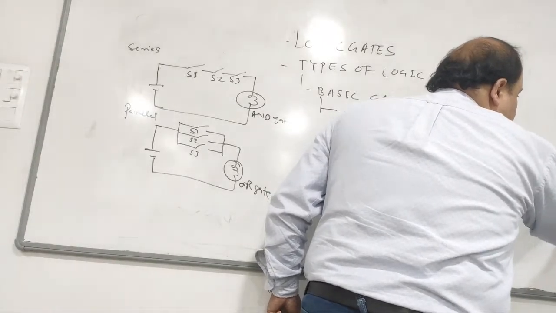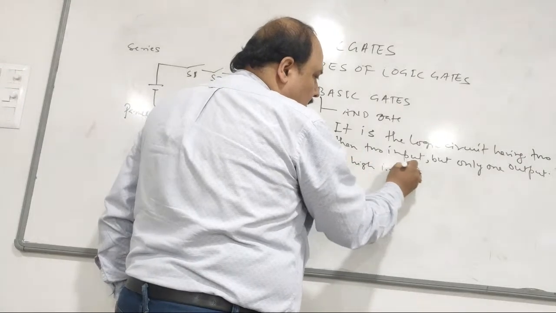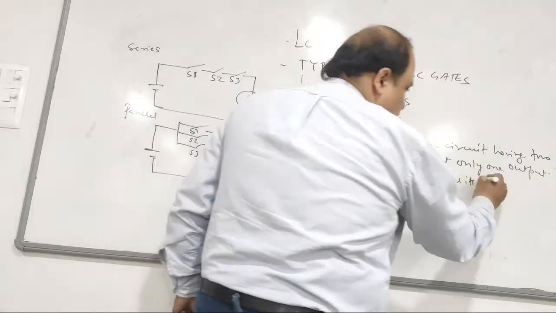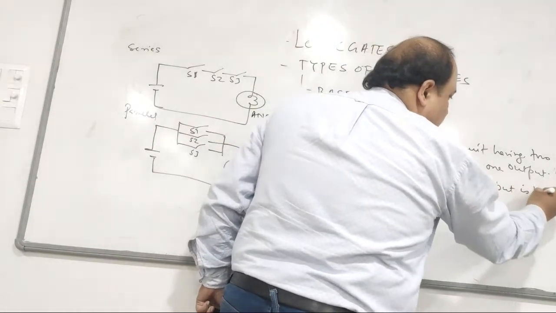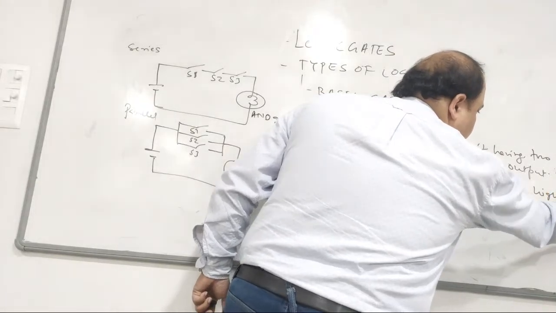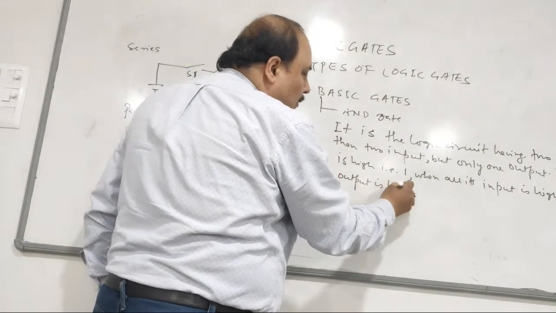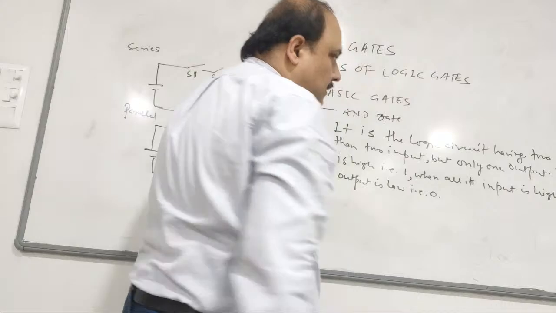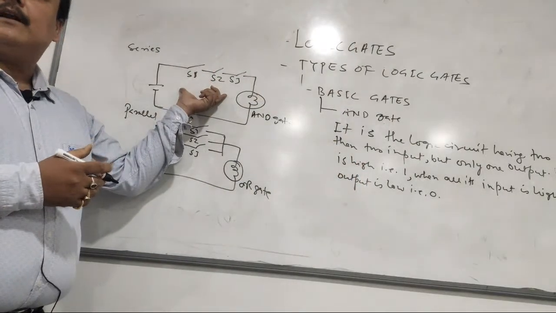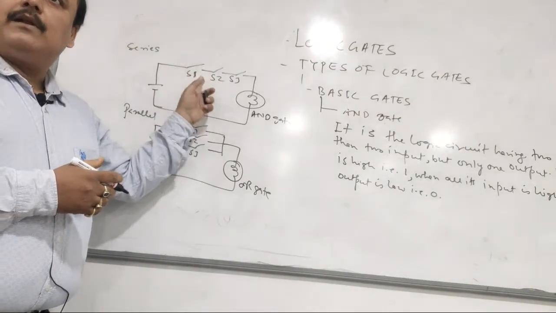Output is high, that is 1, when all its inputs are high, otherwise output is low, that is 0. That means just imagine the series arrangement of current flow. In this case, all the switches must be on, and only then the bulb is on.